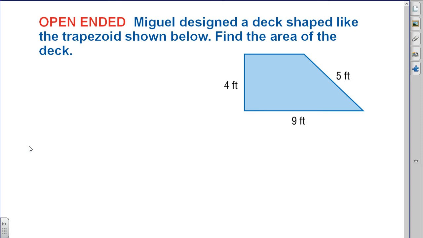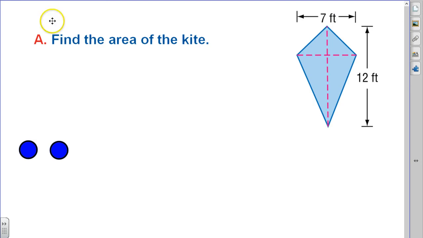Okay, next example, just moving right along. Find the area of the kite. This one should be pretty quick and easy.